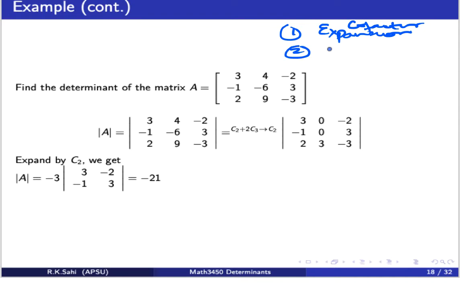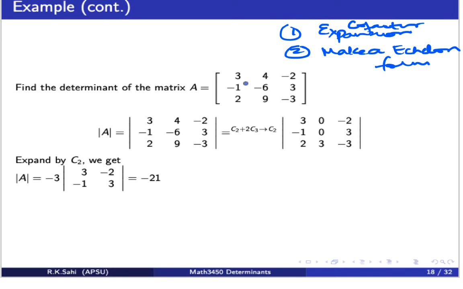Second is, make an echelon form. Third option is to apply some other properties. So echelon form is literally operating on rows. So I want to show you something different here. I want to say, I can apply columns. I will still get the same answer.